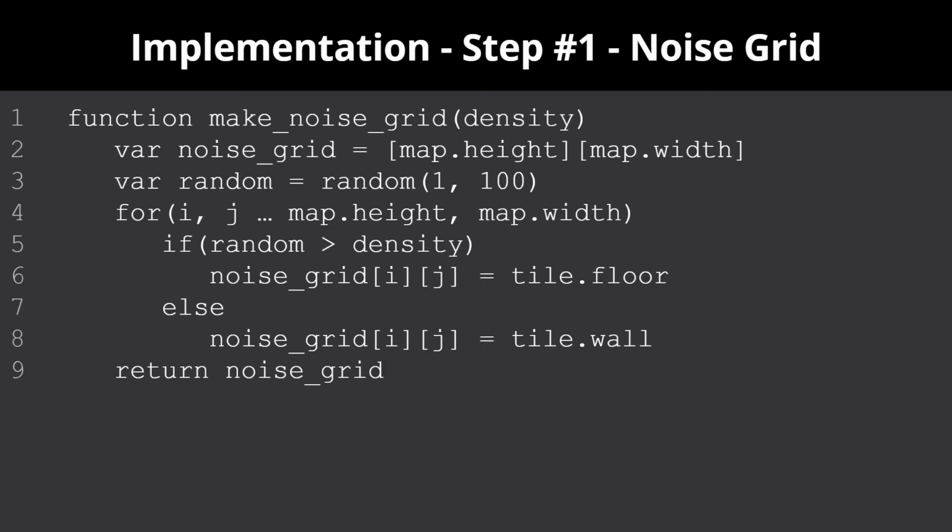Now let's actually generate a noise grid in code. Line 1 defines the makeNoiseGrid function, which takes a density value between 1 and 100. Line 2 initializes a two-dimensional array that matches the width and height of our desired map.